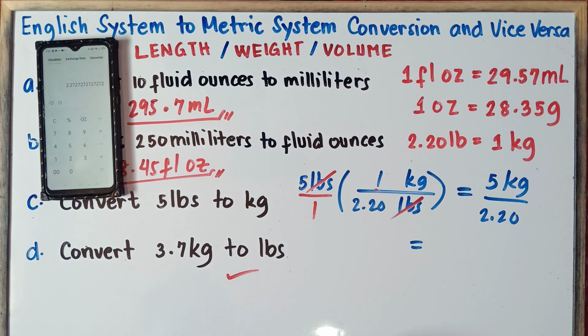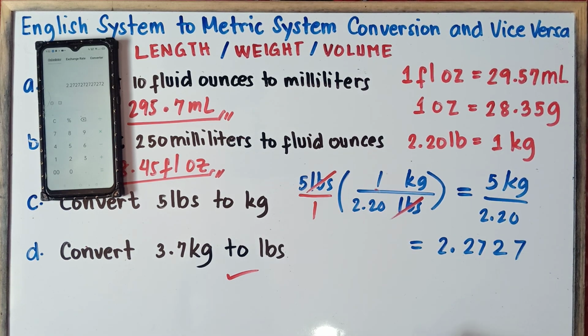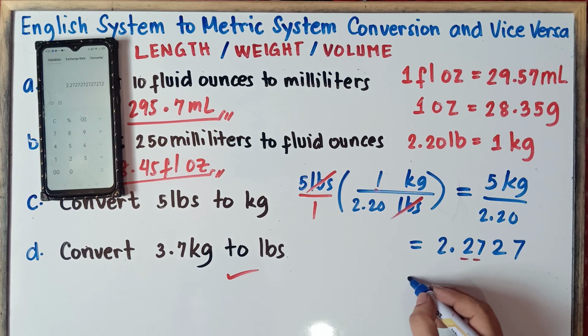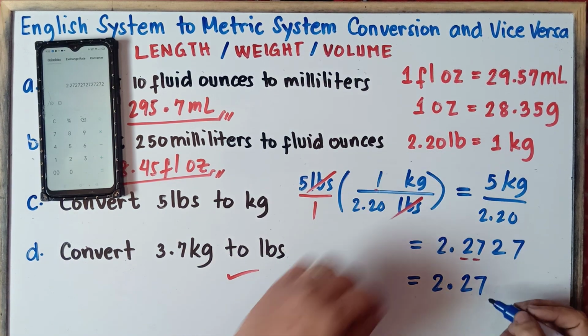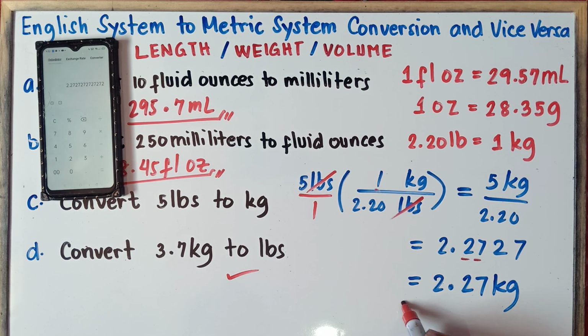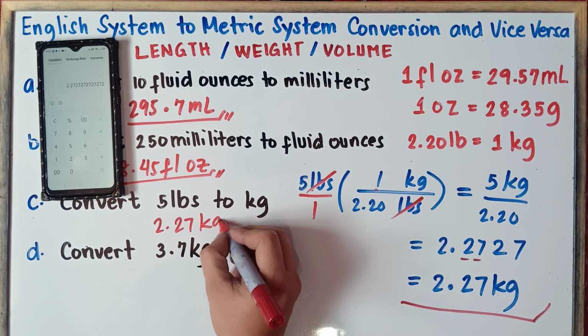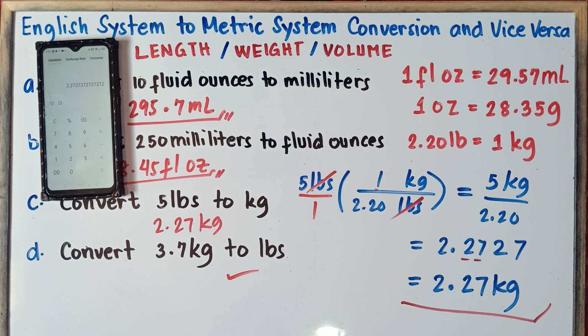Alright, so the answer is 2.2727. So after, once again, we need to have at least 2 decimal numbers. After 7, that's 2. Therefore, we need to round down. Simply copy 7. So the answer is 2.27. Do not forget the units, class. Kilograms. That's it, class. This is the answer for letter C. All set. So 2.27 kilograms. So you try, once again, class, you try this one, letter D. Convert 3.7 kilograms to pounds, and you put your answer in the comment section down below. Let me check, class, if you really understand our topic.